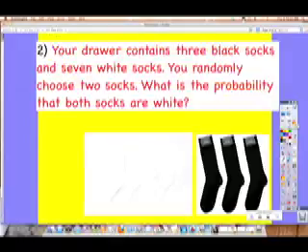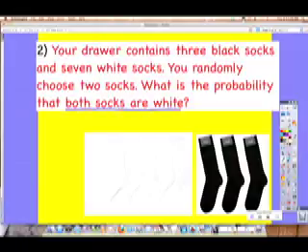All right, Camille, talk us through this one. What did you do on this one? Okay, so we're going to choose 2 socks, with probability both socks are white. Okay, both socks are white, so right here. So I added them all up to 10 socks total. So 10 total socks. Okay, so I put 7 over 10.